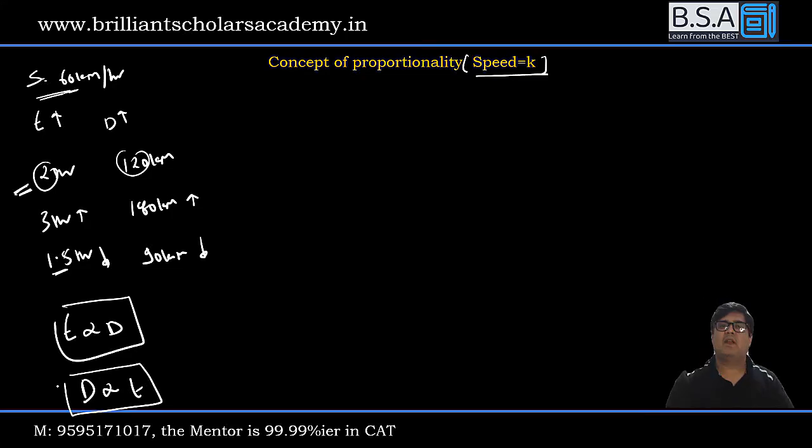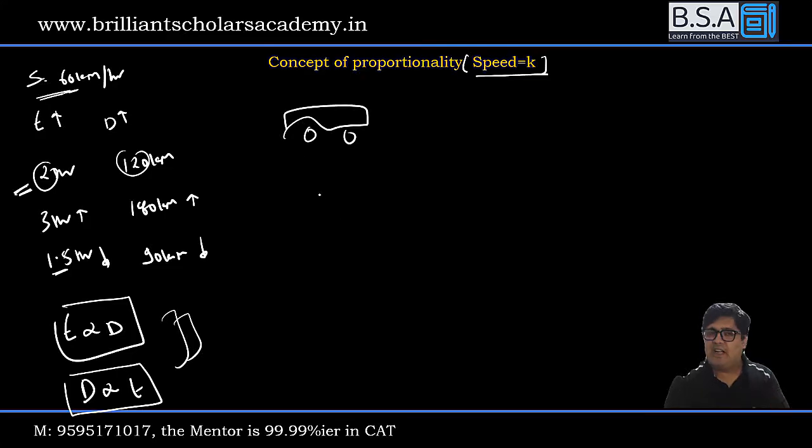Both are the same. We use this kind of thought process when it is, let us say, the same car. The same car is maintaining the same speed. On one day it traveled 84 kilometers. The second day it traveled, let us say, 60 kilometers. Because it is the same car, it is the same speed. The ratio of time is equal to the ratio of distance of the journey.